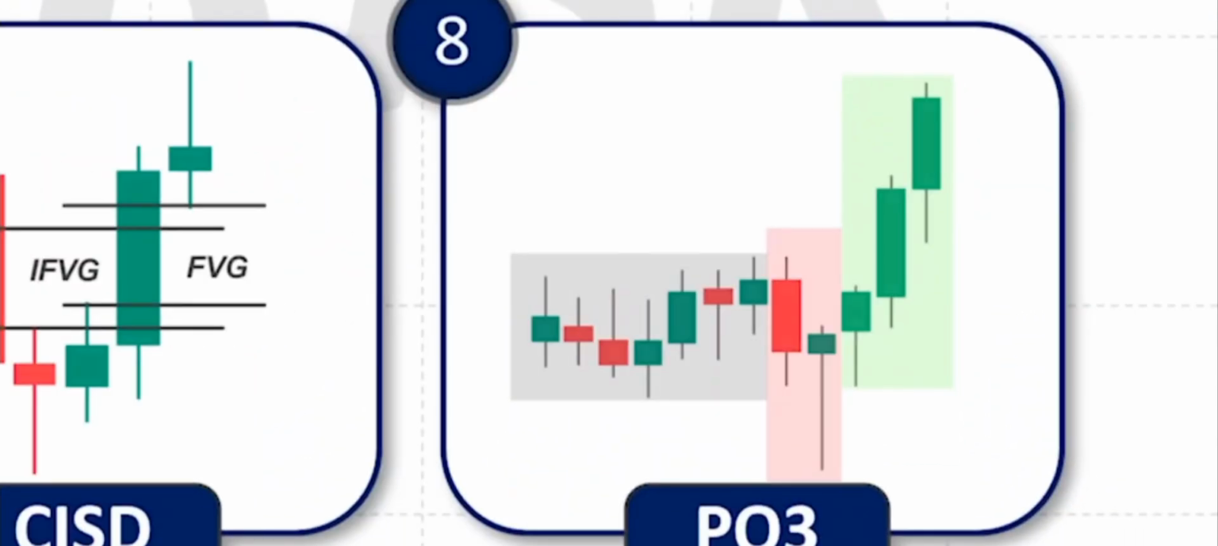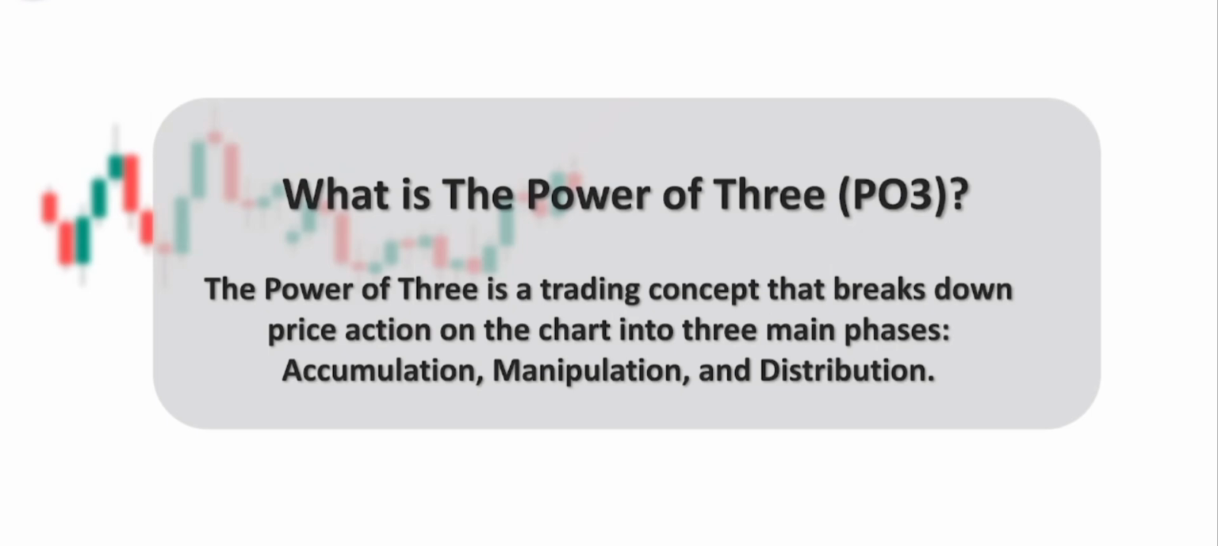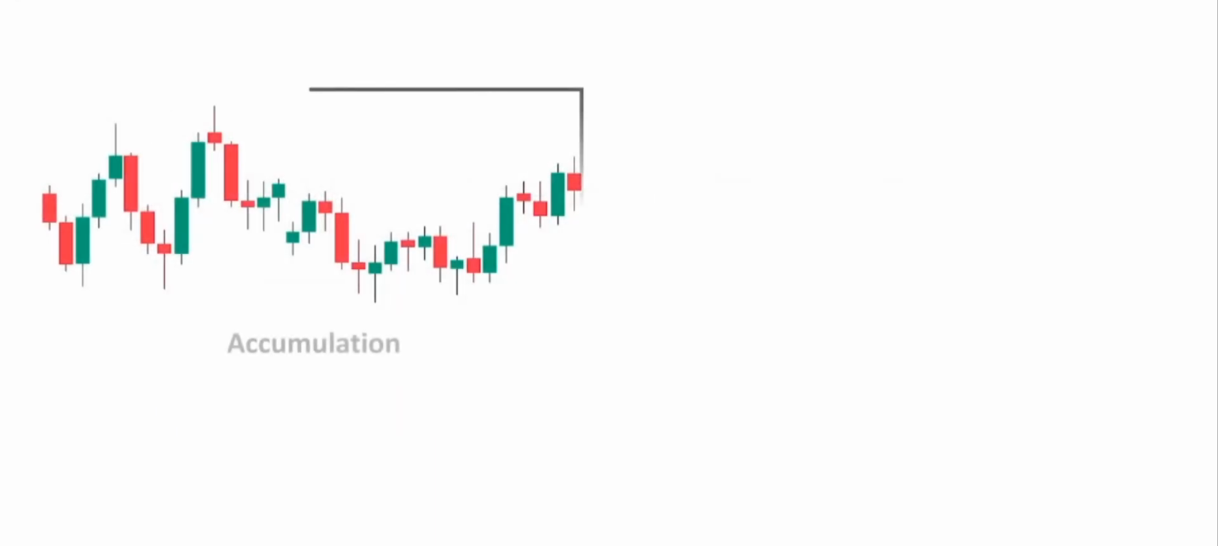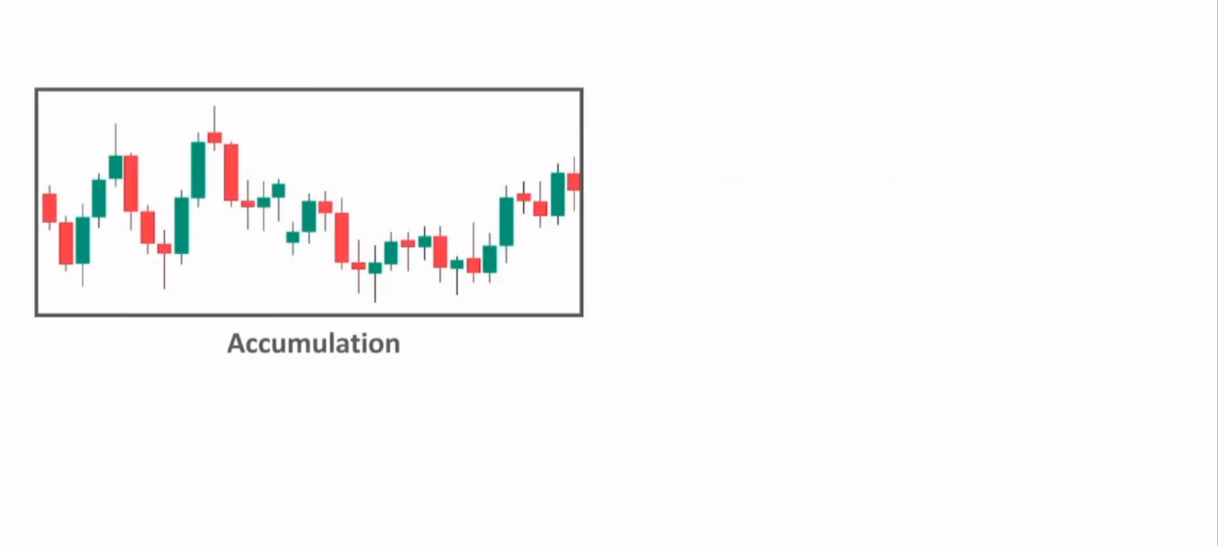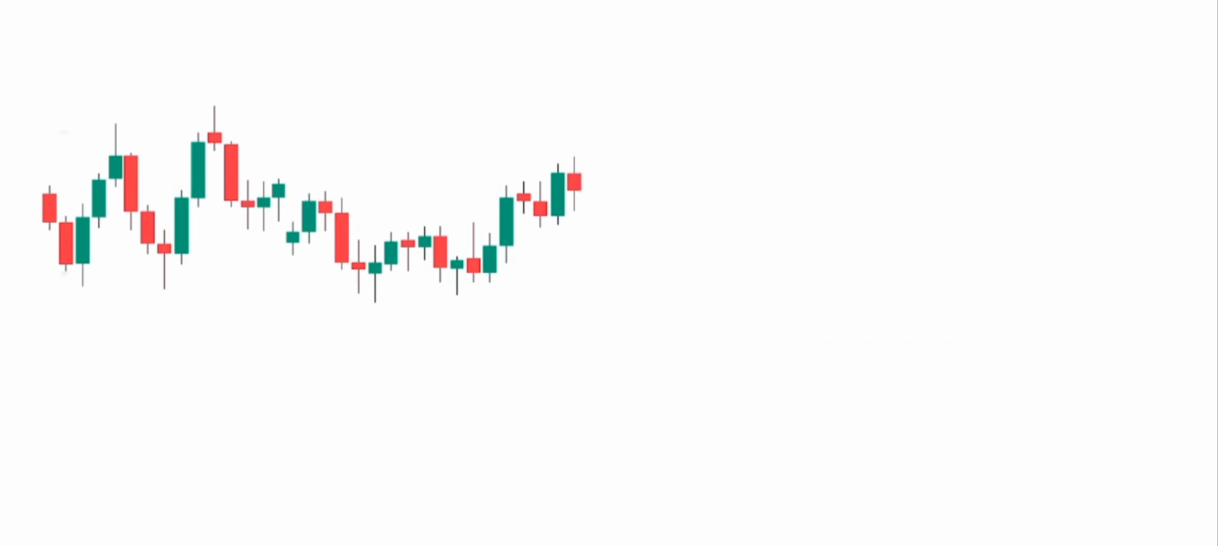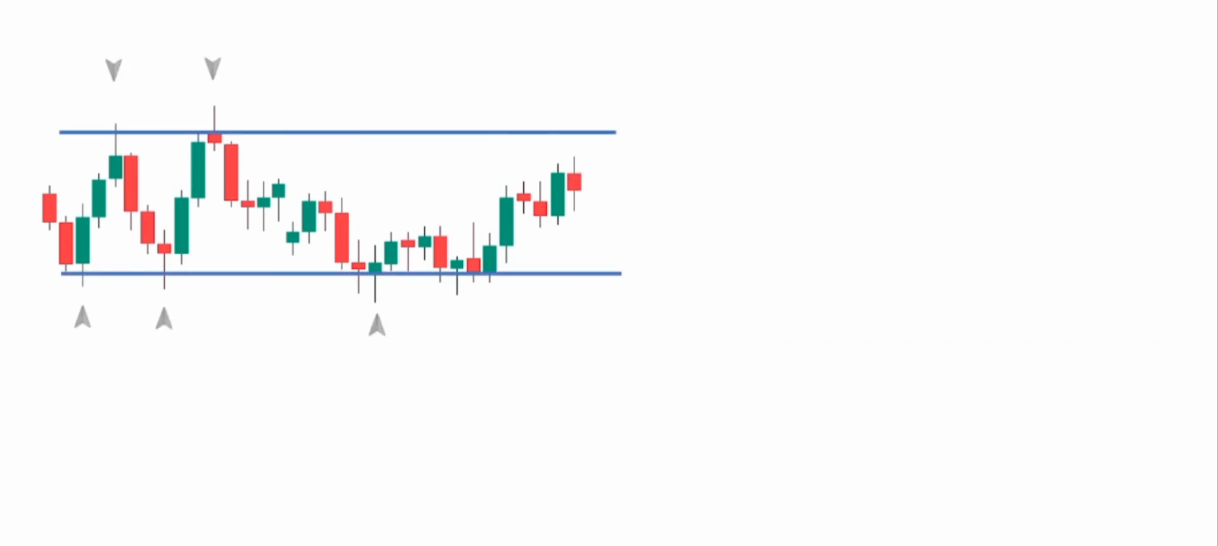Number 8. Power of 3. The power of 3 is a trading concept that breaks down price action on the chart into 3 main phases: accumulation, manipulation, and distribution. The accumulation phase, as the name suggests, is a period of consolidation where the price has no clear trend. During this phase, the price often forms equal highs and lows, gathering stop losses and liquidity above and below these boundaries.